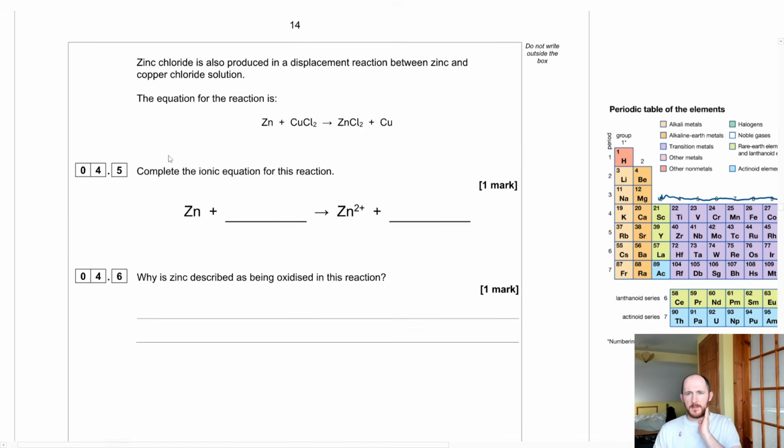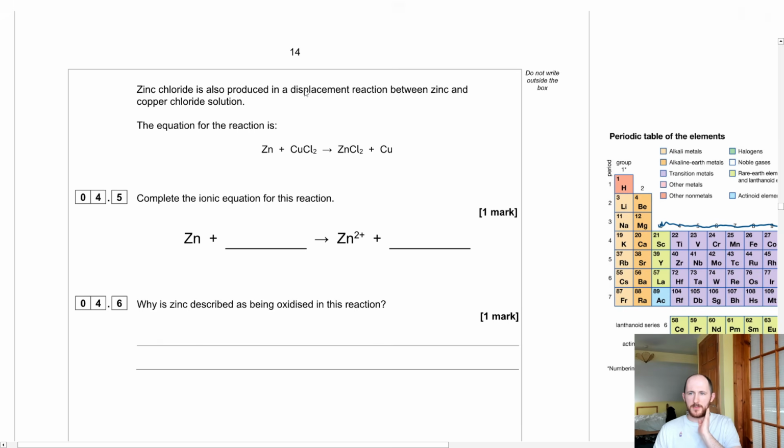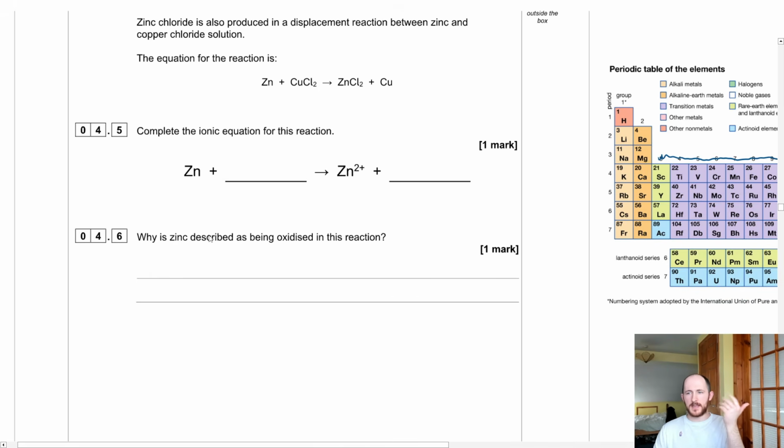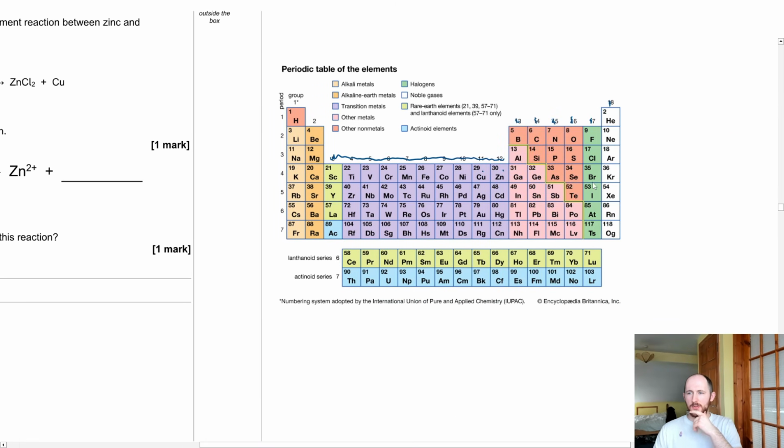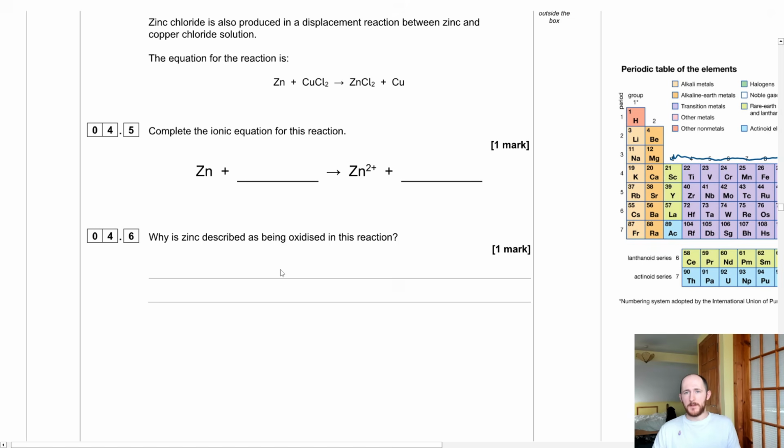Ionic equations are always a bit tricky. So it tells us here zinc chloride is also produced in a displacement reaction between zinc and copper chloride solution. And it gives us this equation, zinc plus copper chloride makes zinc chloride plus copper. Complete the ionic equation, and a lot of students get a bit stuck on these. You can use the periodic table to help you. However, in this case, it's actually not necessary. The only thing you need to remember is that the charges must be balanced. Again, this is something you will learn in physics as well.